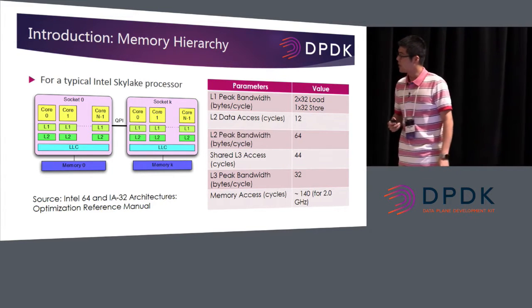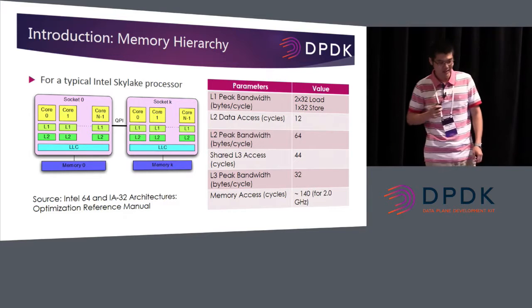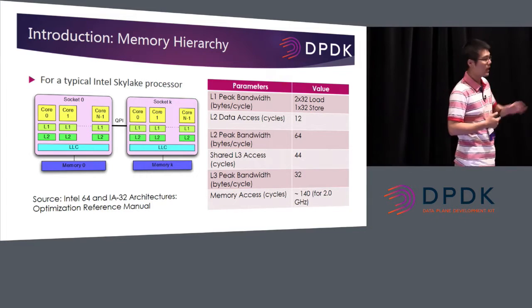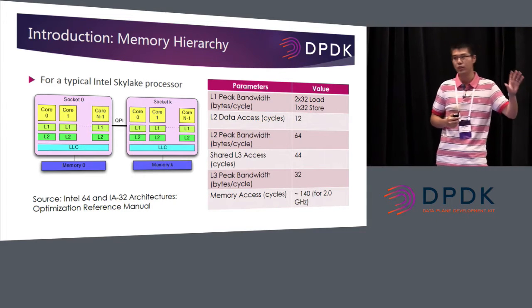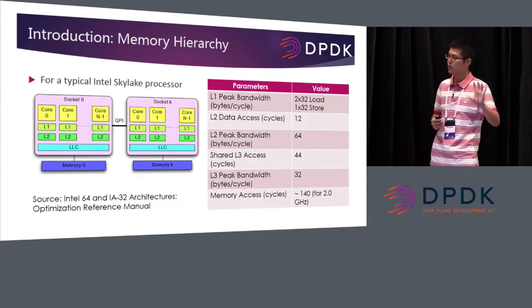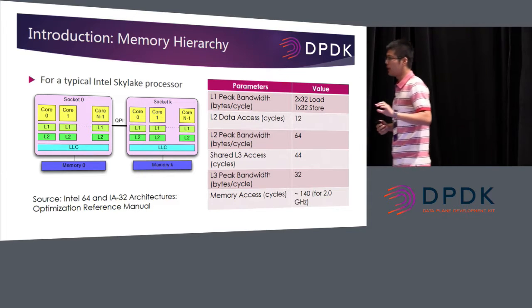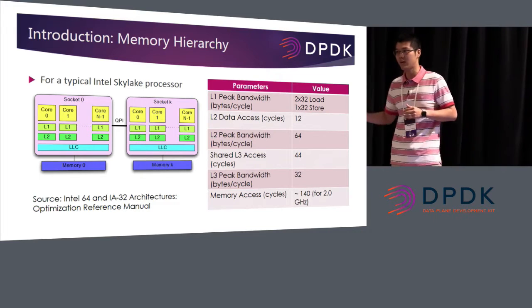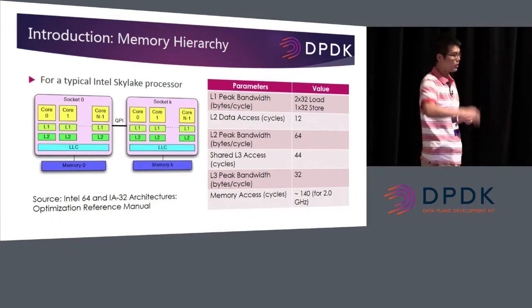So some college knowledge again. For a typical processor, we have multiple cores. For each core, we have L1 cache and L2 cache, which are private. And then we have a shared space, the L3 cache or last level cache, LLC. And then we can go to the memory.